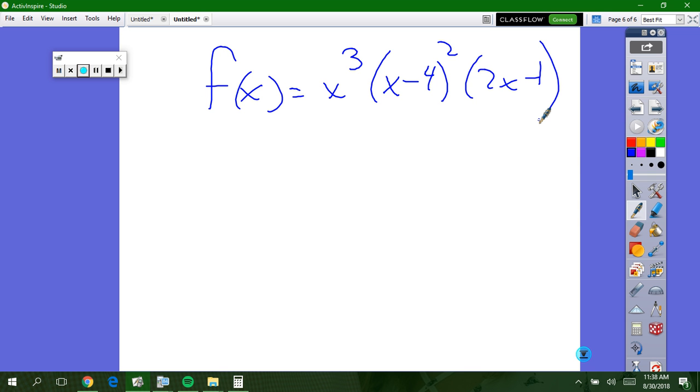Because I have to go x minus 4 times x minus 4 times x minus 4 times x minus 4 to get that. Then I multiply that by 2x minus 1. Then I get that. And then I multiply it by x cubed. So I can still do this without having to put it in as a polynomial. Okay? Does that make sense to everybody?